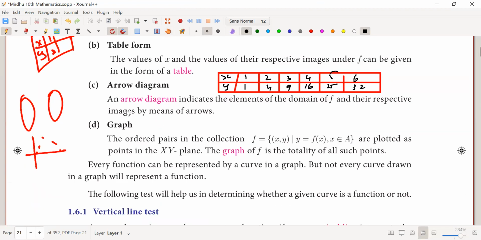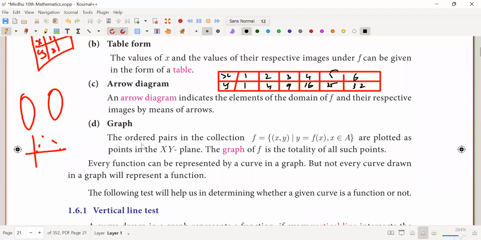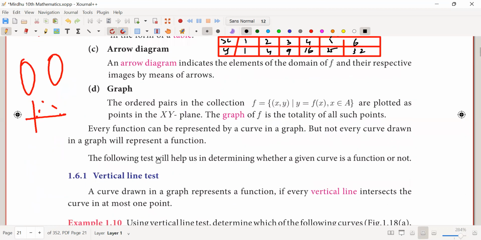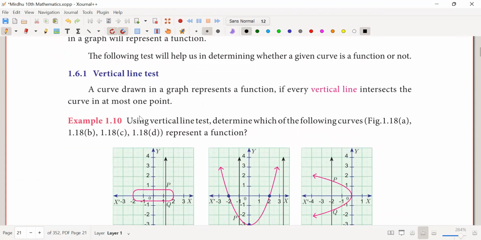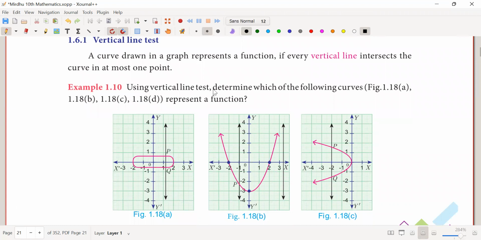Arrow diagram, we are already familiar with arrow diagram. And graph, just plotting the graph will be more. What is a vertical line? A curve drawn in the graph represents a function. If every vertical line intersects the curve at most at one point, using the vertical line test, determine which of the following curves are functions.